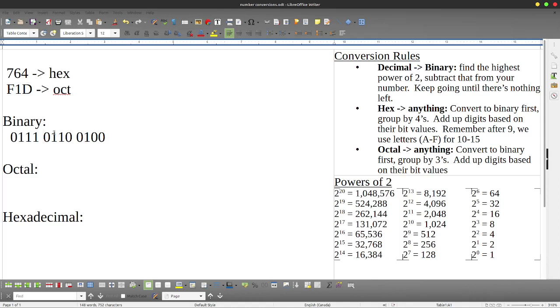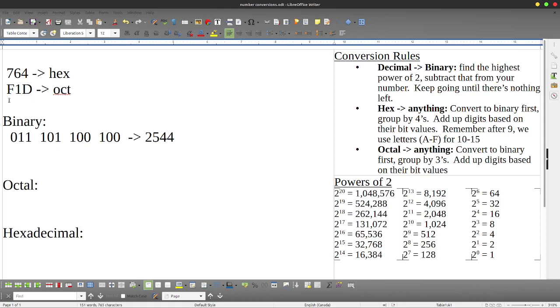Now we want to convert that to octal. So we need to take those and group them by 3s, like such. So this gives us 2, 5, 4. Not too bad. Hopefully that makes sense. Again, if you have any questions, bring them to Friday's class.